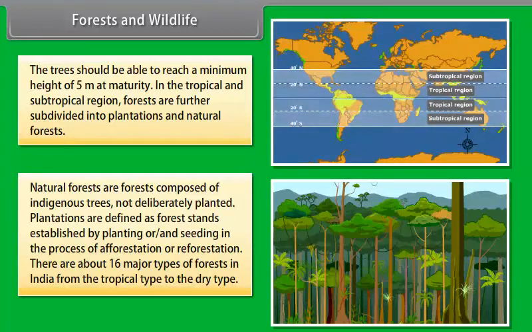There are about 16 major types of forests in India, from the tropical type to the dry type.